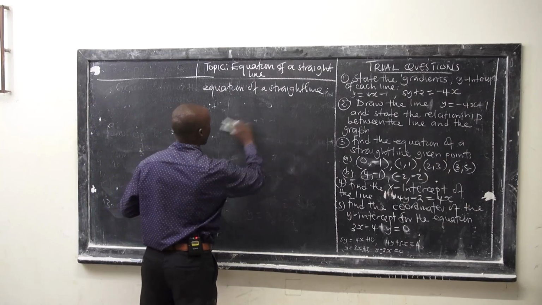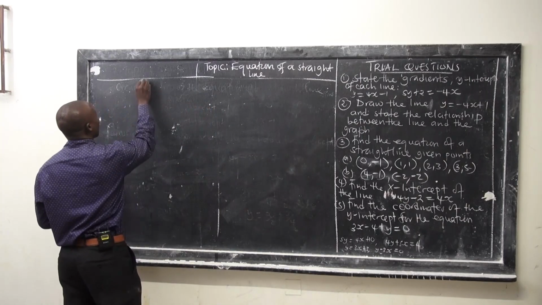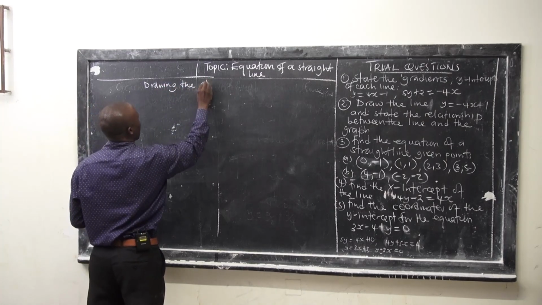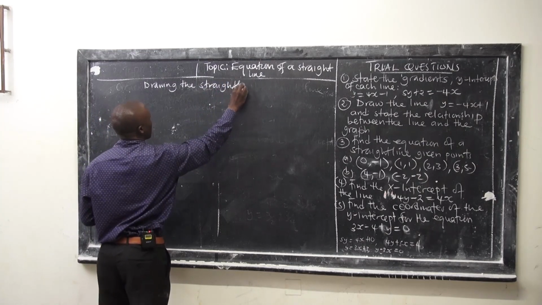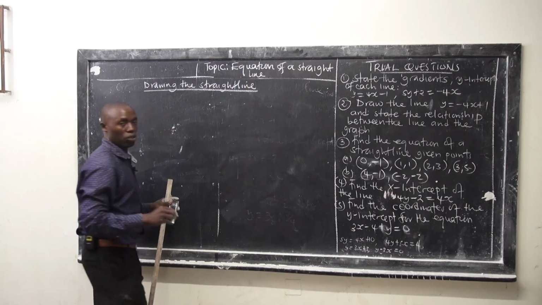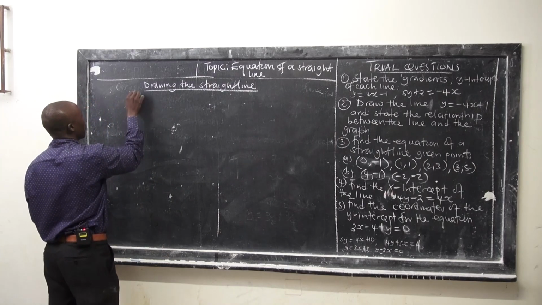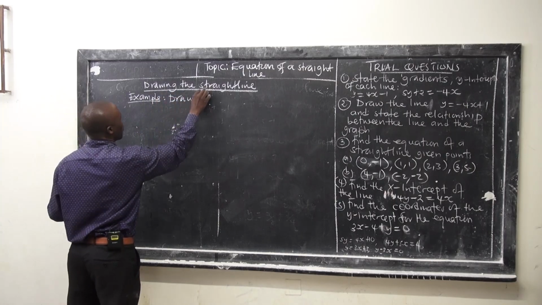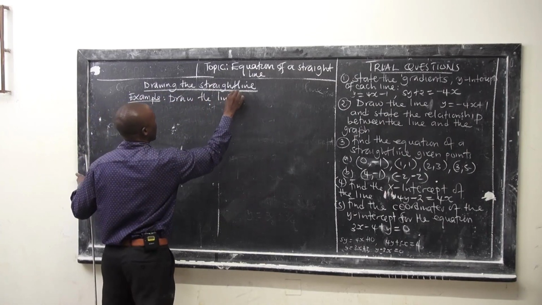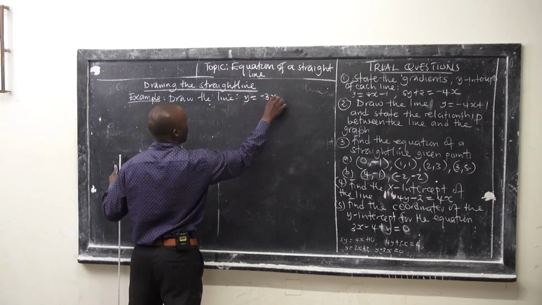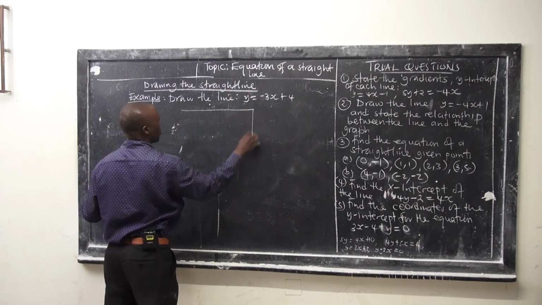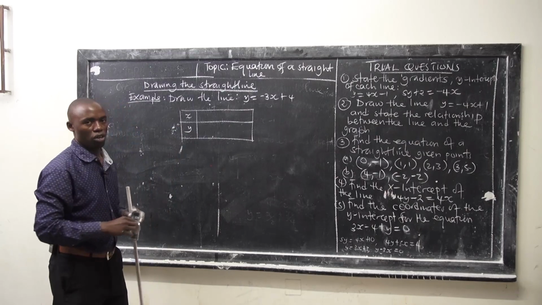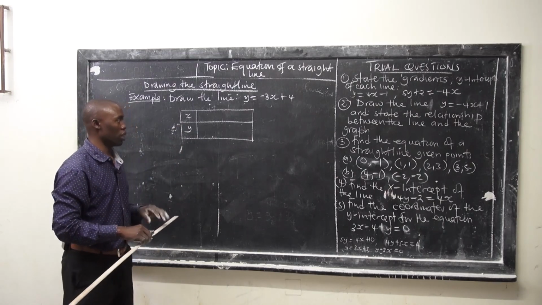Let's now dive into drawing these straight lines here. So the next subtopic is drawing the straight lines. If you are given an equation, let's consider an example. Draw the line y is equal to negative 3x plus 4. So in drawing this line, we have to create some coordinates. Of course, for any line, we only need 2 coordinates here.